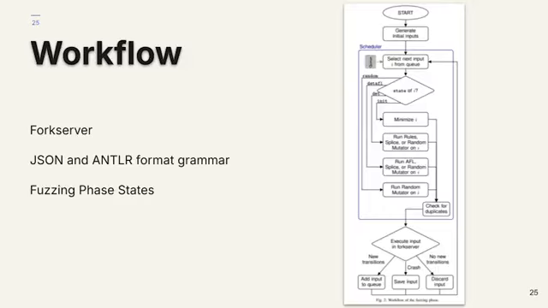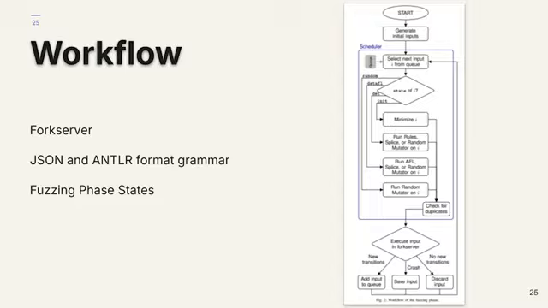Nautilus utilizes a fork server mechanism. This allows it to run the seeds on the target application in a highly efficient way, which allows it to test more seed inputs in a shorter amount of time. Nautilus supports grammars in both a JSON format and ANTLR format. By supporting ANTLR, Nautilus can use over 200 existing publicly available grammars.